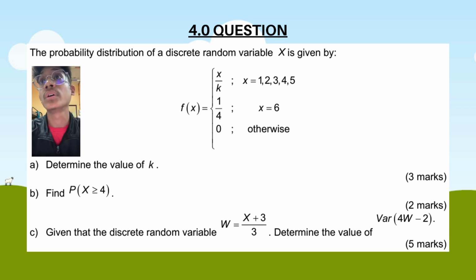4.0 Question. The probability distribution of a discrete random variable X is given by f(x). So we can see f(x). A. Determine the value of k. B. Find the probability X greater than or equal to 4. C. Given that the discrete random variable W equals (X plus 3) over 3, determine the value of the variance for W minus 2.